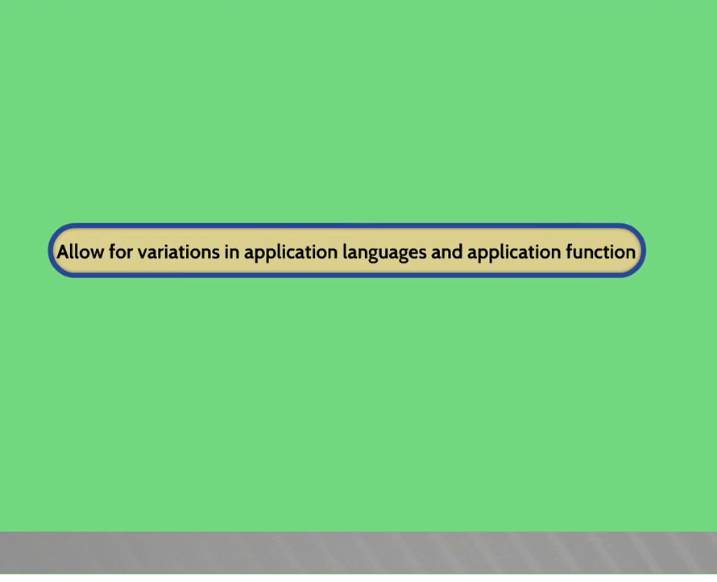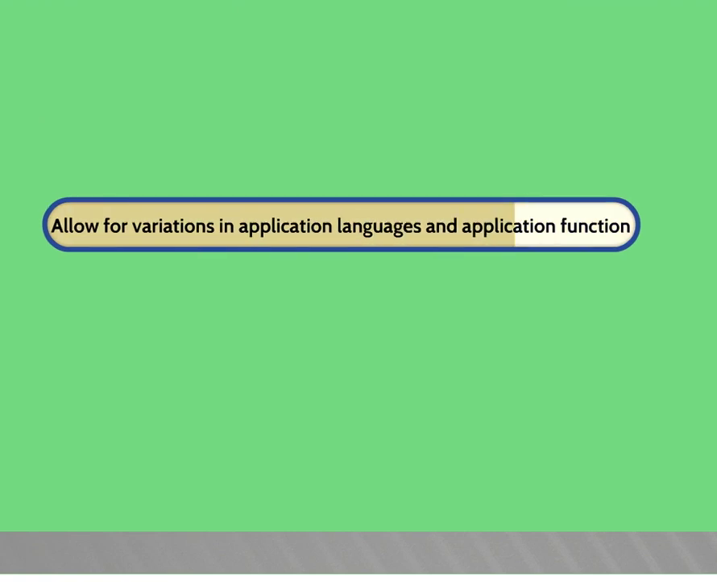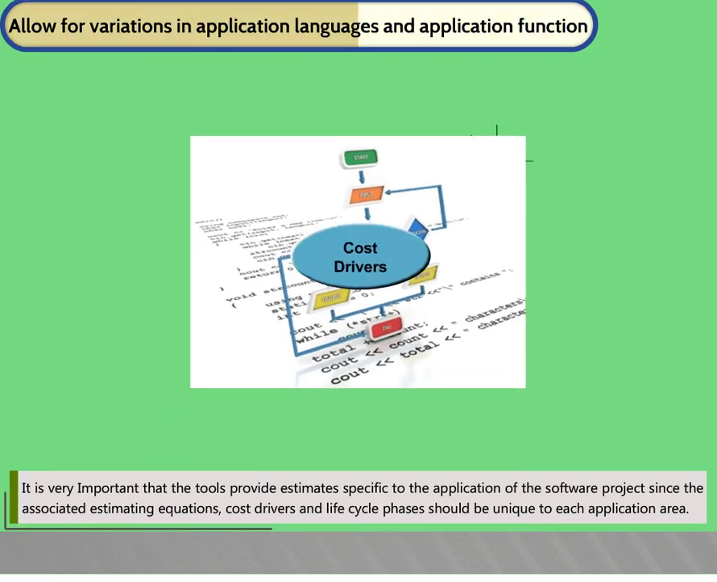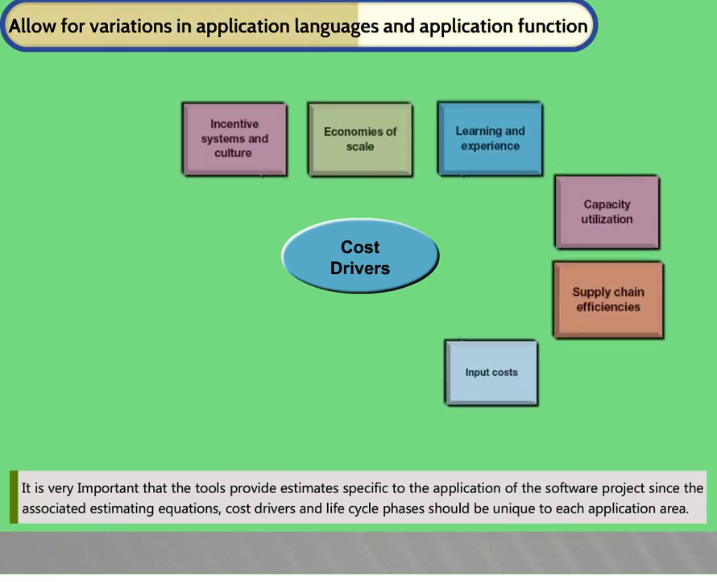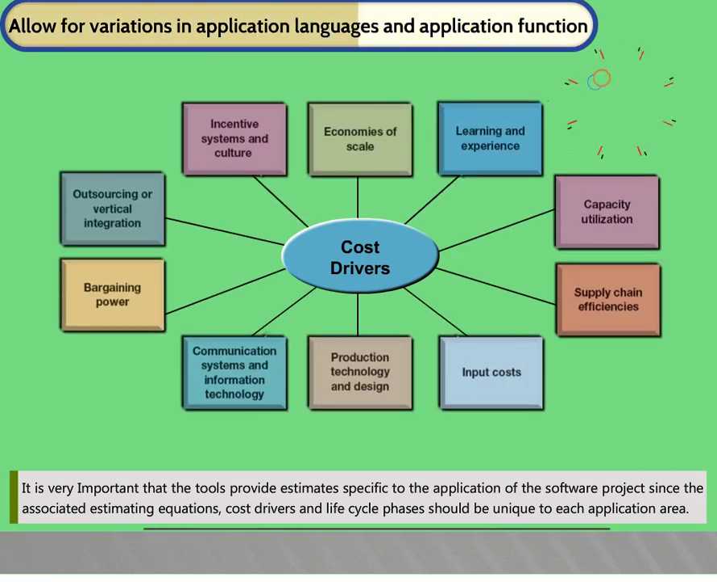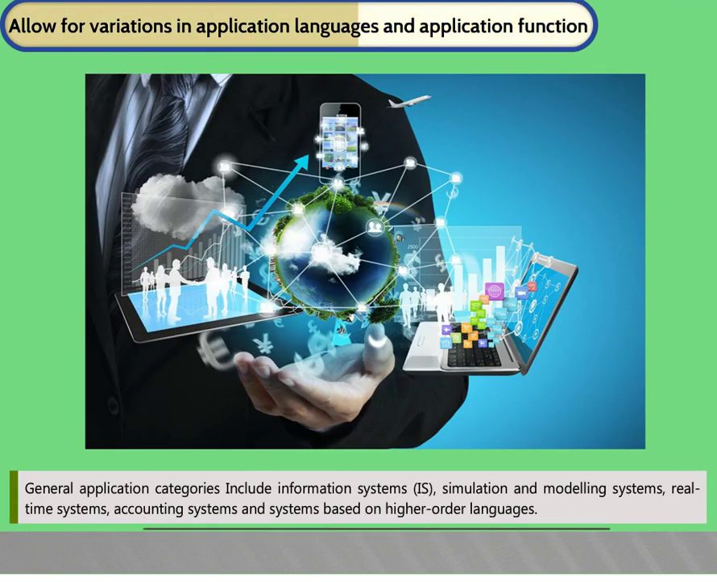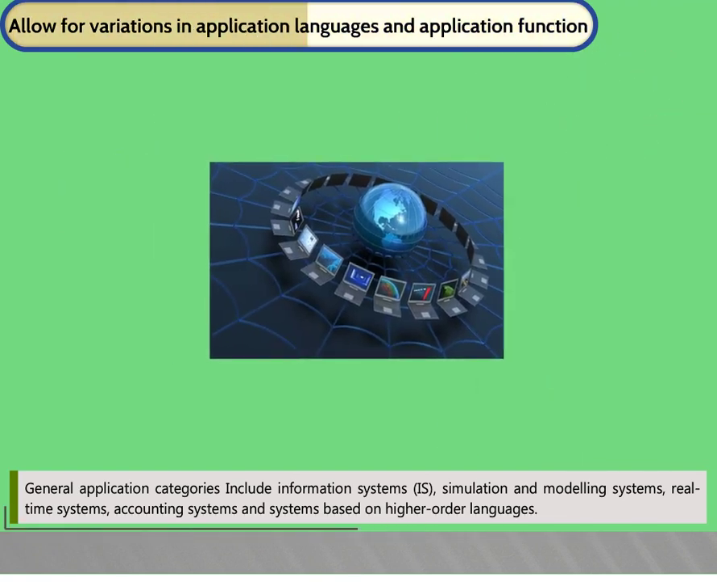Allow for variations in application languages and application function. It is very important that the tools provide estimates specific to the application of the software project, since the associated estimating equations, cost drivers, and lifecycle phases should be unique to each application area. General application categories include information systems, that is IS, simulation and modeling systems, real-time systems, accounting systems, and systems based on higher order languages.